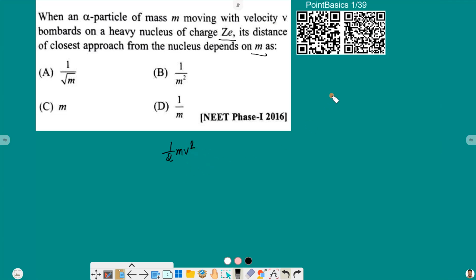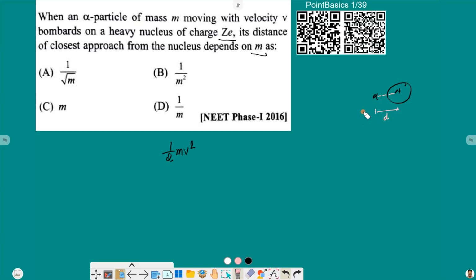Now, suppose this is the alpha particle and this is the nucleus. When this alpha particle reaches near the nucleus, its velocity will keep on decreasing, and after a certain time it will stop for a very small moment of time. And this distance from the nucleus, when it is stopped, let's say is the closest approach distance d.